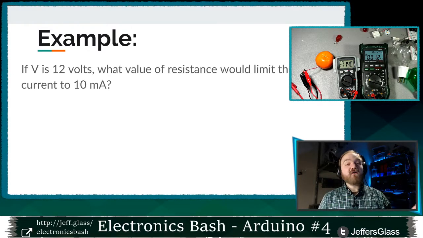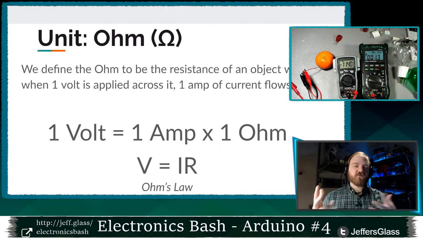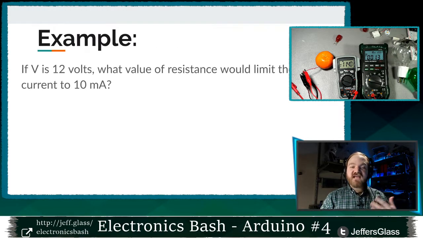So, a real quick math example. If our voltage is 12 volts, which it has been for tonight, what value of resistance would make the current 10 milliamps? It's important to remember when we're using this equation, V equals IR, V is in volts, I is in amps, and R is in ohms. So when we say 10 milliamps, we mean 0.01 amps. It's important that we use the appropriate units when we plug into the equation.